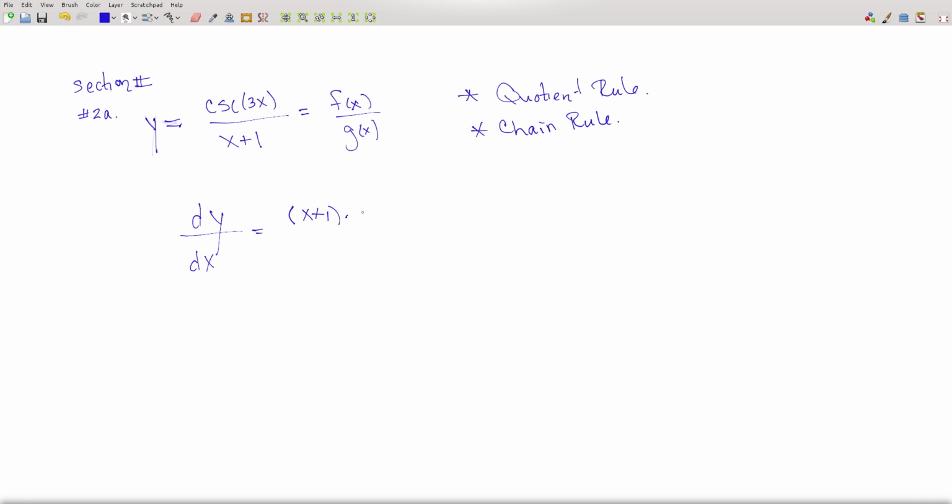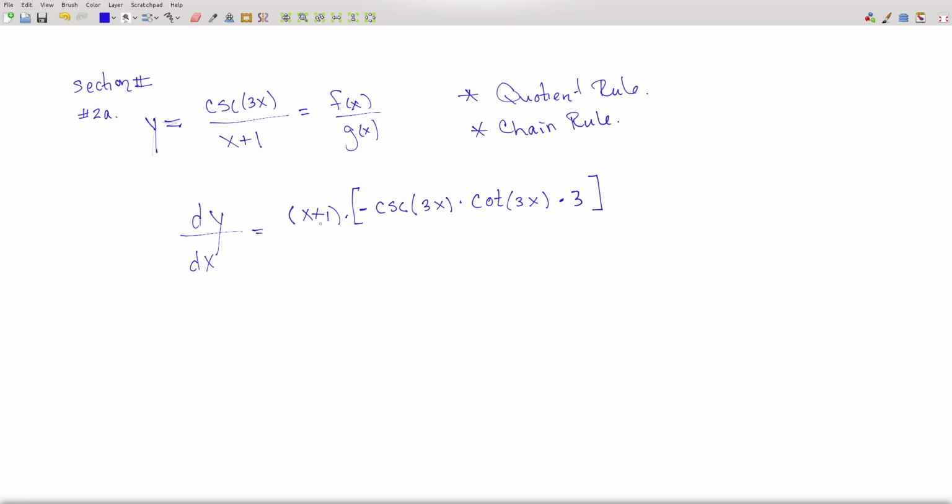So the derivative of a cosecant is actually a negative cosecant, in this case of 3x, times the cotangent of 3x. But now we must account for the fact that there's a 3x in there by using the chain rule. So we have to multiply this by the derivative of 3x. What is the derivative of 3x? It's 3.